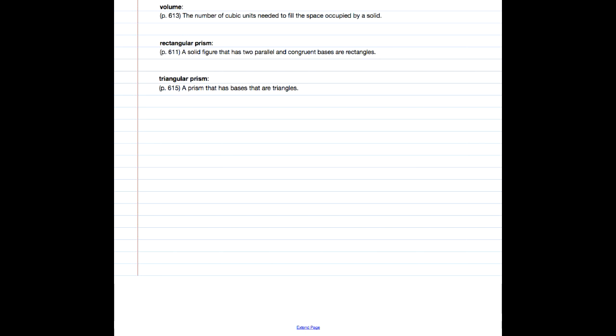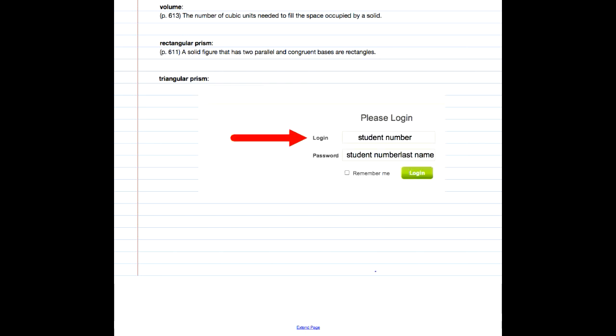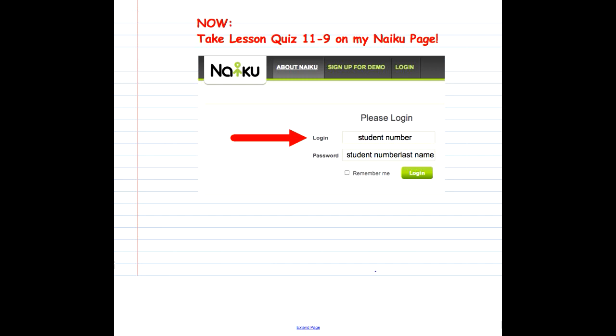3 vocabulary terms in this lesson: volume, rectangular prism, and triangular prism, again in your notes, for students to memorize and be tested upon. At this point, you should quit the video. Go to NICU, www.nicu.net, log in with your student number, last name, password, and take lesson quiz 11.9.